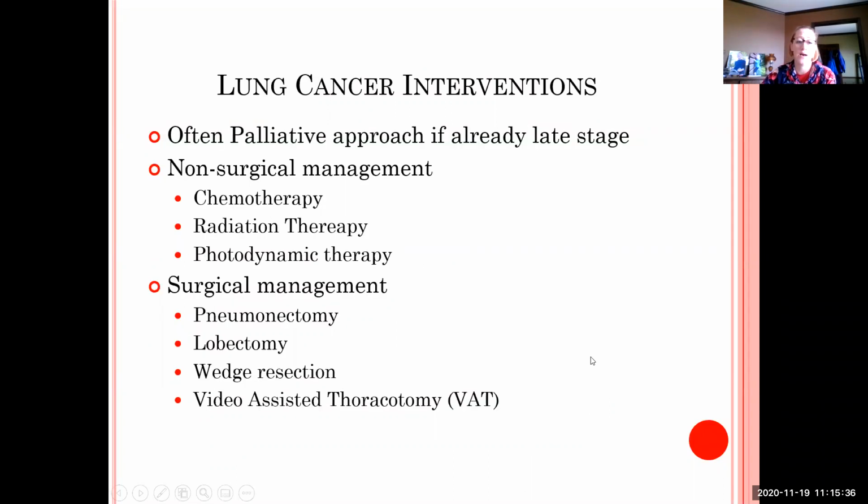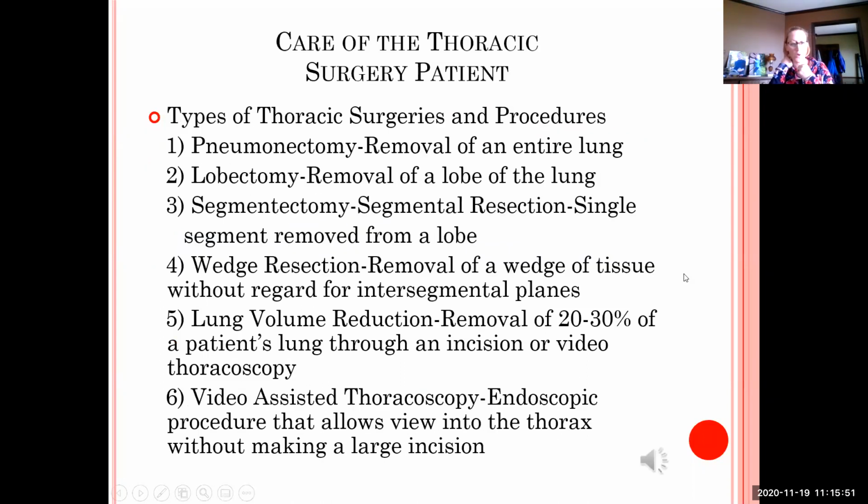Interventions. Often it can be palliative if it's already a late stage at diagnosis. Our non-surgical management, all things that we talked about last week, and then our surgical management, which we'll talk about now. Among our different types of thoracic surgeries, we have the pneumonectomy, which is removal of the entire lung.